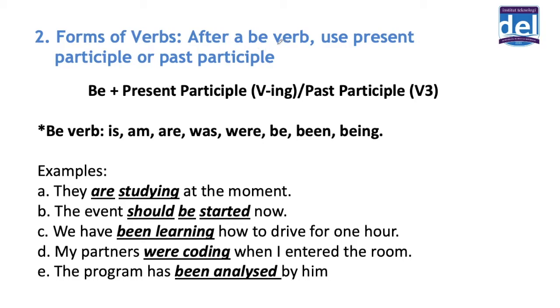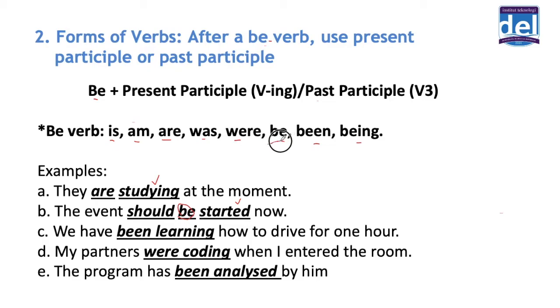Now let's move on with the next point. After a be verb, use present participle or past participle. Be verb here refers to is or am or are, or was, were, be, been, or being. For example, they are studying at the moment, correct. Should be started now, correct, because this is a word be.